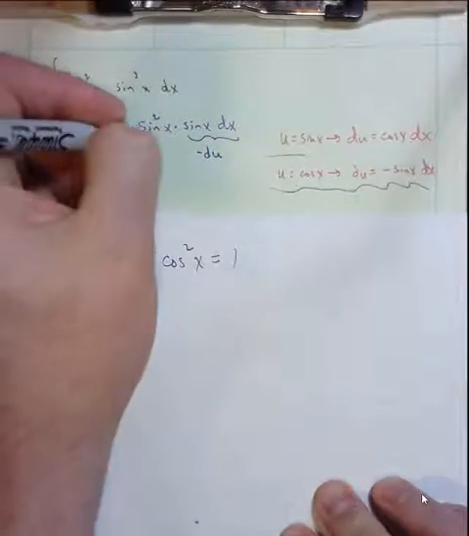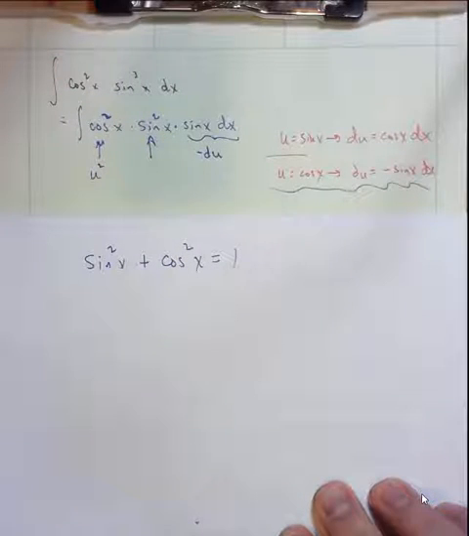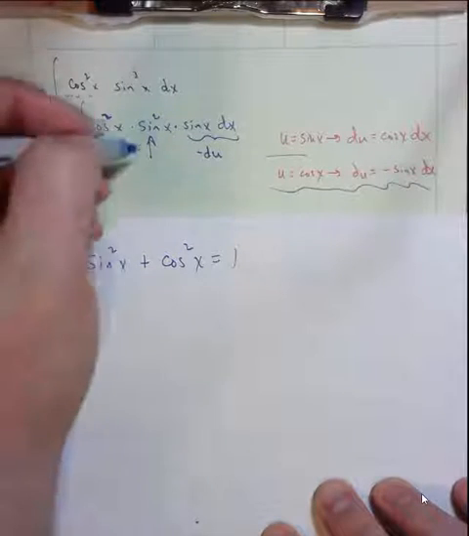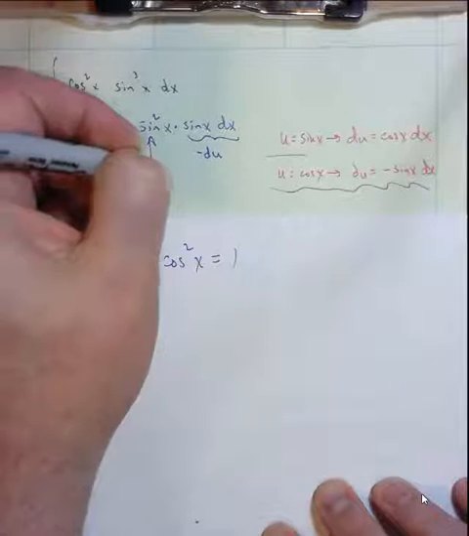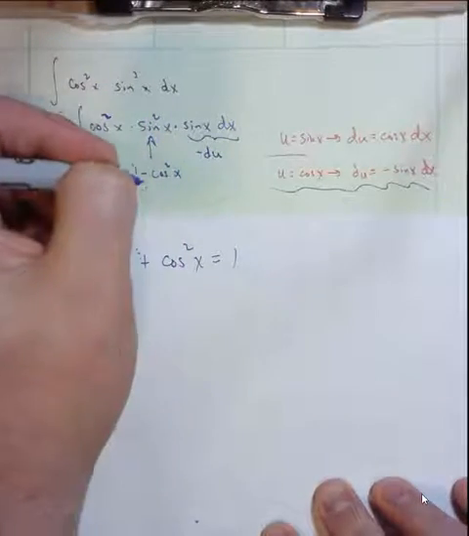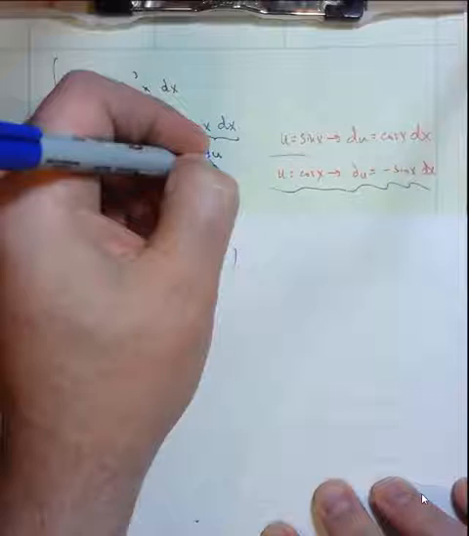And what do we have here? Well, we have sine squared. Our substitution is for u equals cosine of x. That's fine. Sine squared is 1 minus cosine squared x. And with our substitution, that's 1 minus u squared.